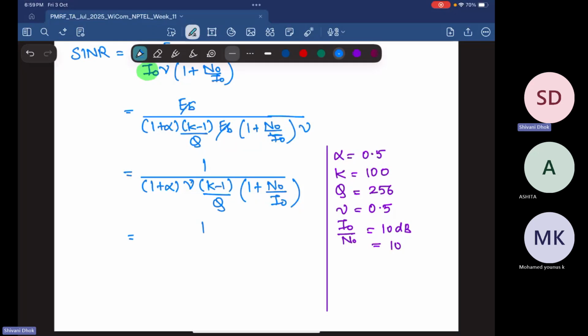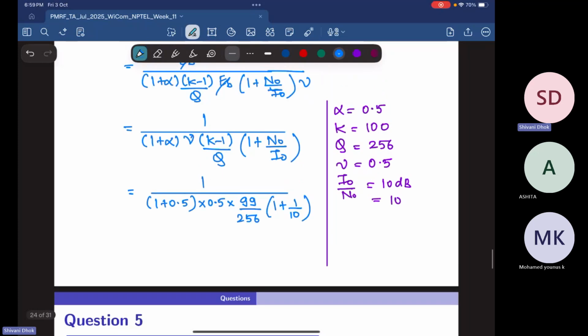So now I can substitute back all of these things in this equation. So what I get is 1 plus 0.5. Then your voice activity factor is 0.5. Then you have capital K, that is 100 minus 1, that is 99, upon 256 into 1 plus 1 over 10. So this, if you put in calculators, comes out to be equal to 3.13437 in linear scale, and if you convert it to dB, it comes out to be equal to 4.9615 dB.